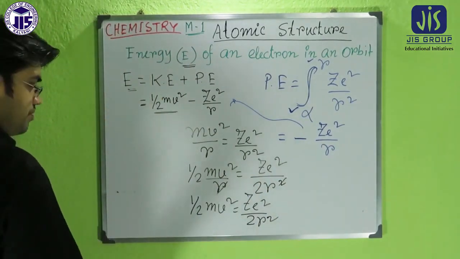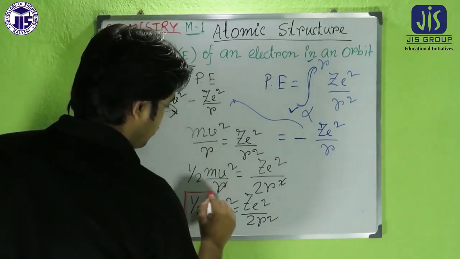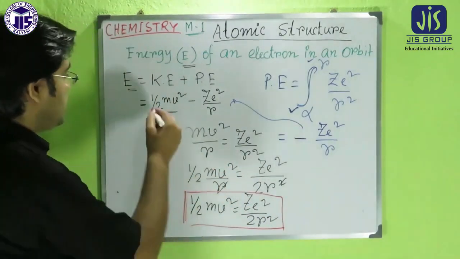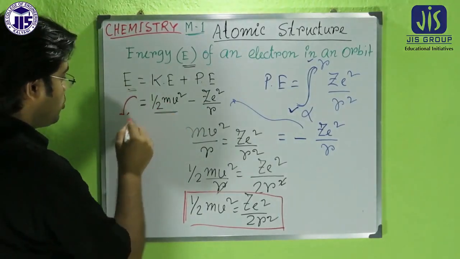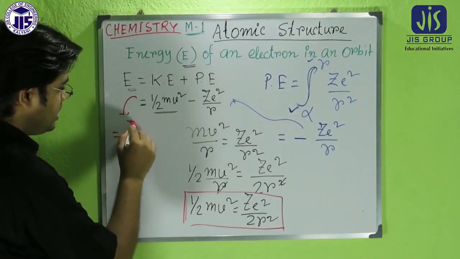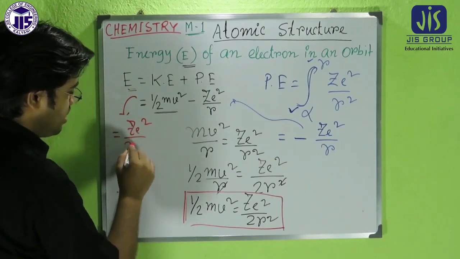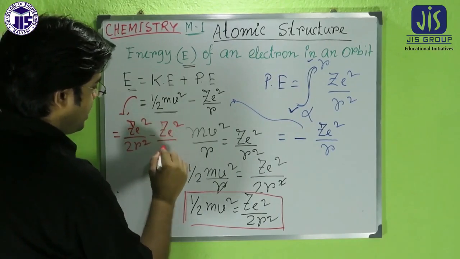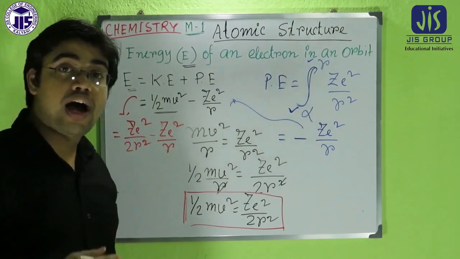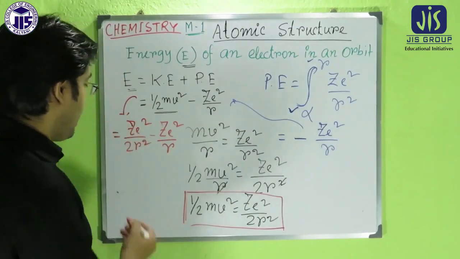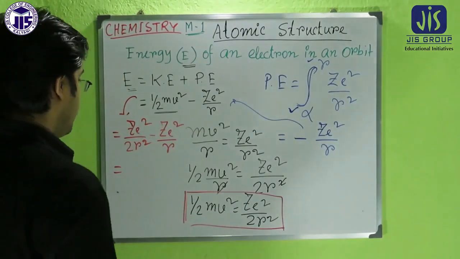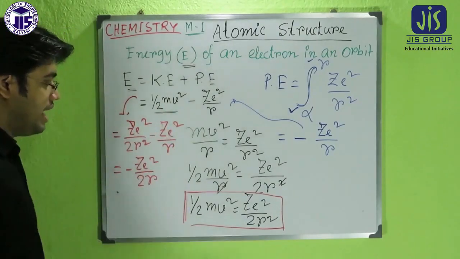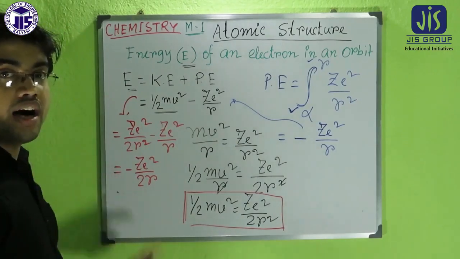So it is the value of half mv square. Now here we will put the value of half mv square. So it will be Z e square by 2R minus Z e square by R, and what will be the result? Minus Z e square by 2R.